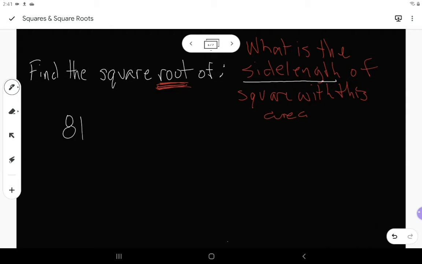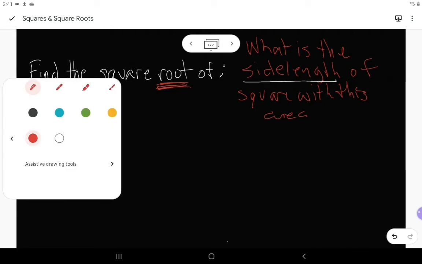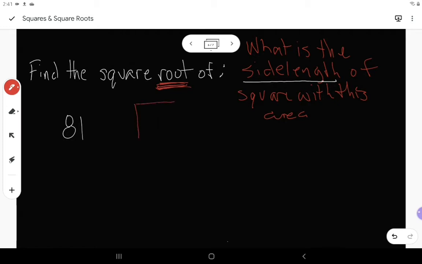So if I'm looking for the square root of 81, it means here's my square. The area of the whole square, all colored in together, is 81. How big is the side length? And it turns out, because we've done this already, that prime factorization is actually the fastest way for us to solve this without a calculator.